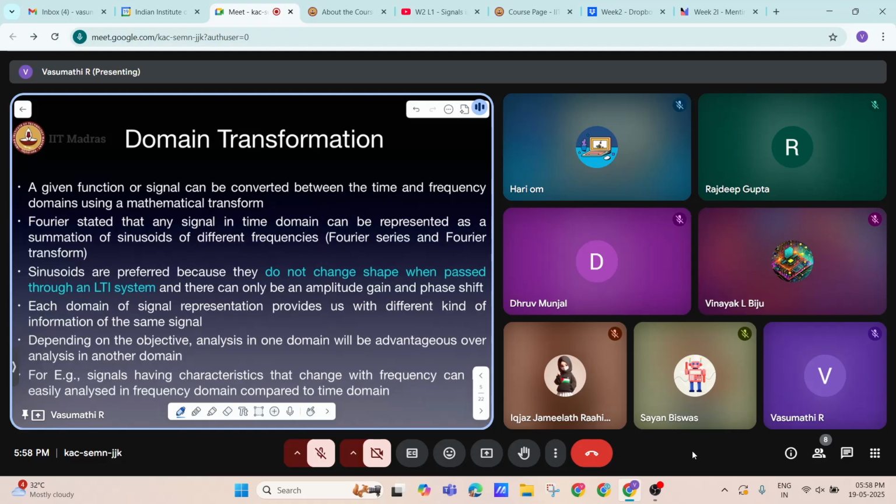So why do we particularly prefer sinusoids? They do not change shape when you pass them through an LTI system. This is one of the good properties of the LTI system. An LTI system doesn't alter the signal shape, particularly when you give a sinusoidal signal. Okay, the LTI system may alter other signals, but it will not alter a sinusoid, whatever the system behavior is. And each domain of a signal representation provides different kinds of information. So based on our application, we will try to change this.